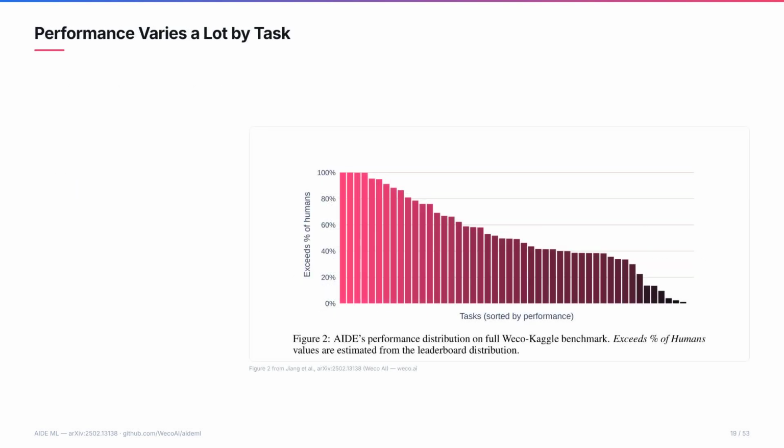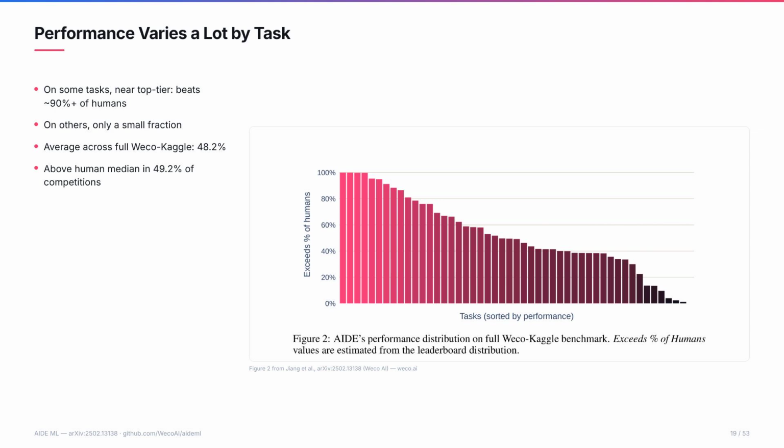But the average hides real variance. Figure 2 shows AIDE's performance across the full Weco Kaggle benchmark, sorted by score. On some tasks, it is near top tier, beating the vast majority of human participants. On others, it exceeds only a small fraction. Across the whole set, the average is 48.2%, and it outperforms the human median in 49.2% of competitions. AIDE is highly competitive in certain domains, and clearly weaker in others.